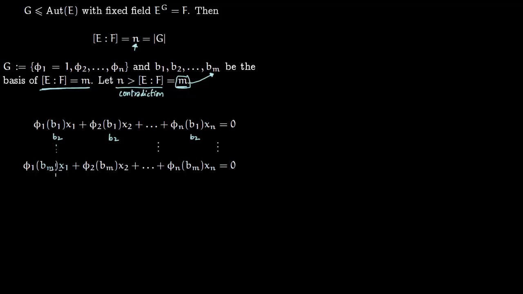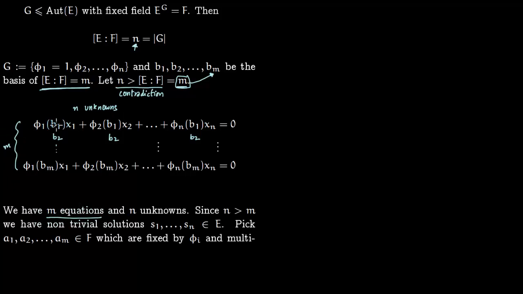So b1, b2, all the way to bm. So there are m equations here, and x1, x2, x3 all the way to xn, so you have n unknowns. We have m equations corresponding to b1, b2, b3 all the way to bm, and n unknowns corresponding to x1, x2 all the way to xn. Now we are given that n is greater than m. This is what we have assumed. Therefore we will have some non-trivial solutions to these equations, a solution for x1, x2 all the way to xn.